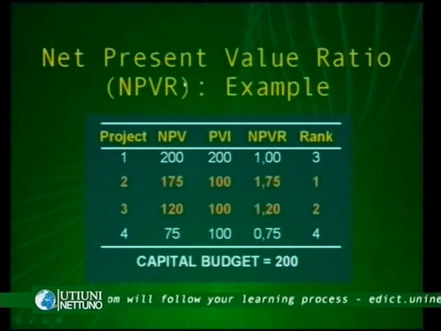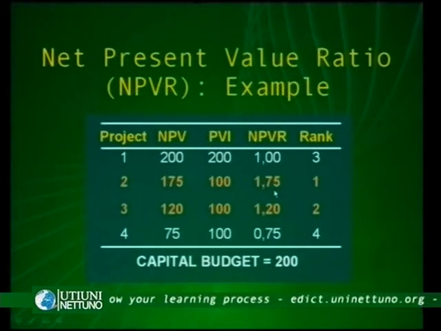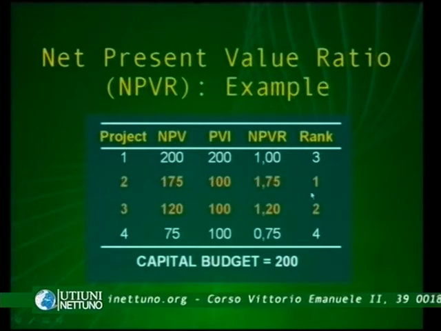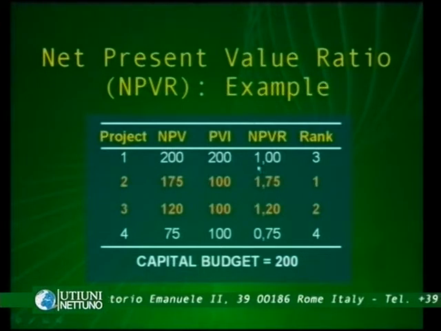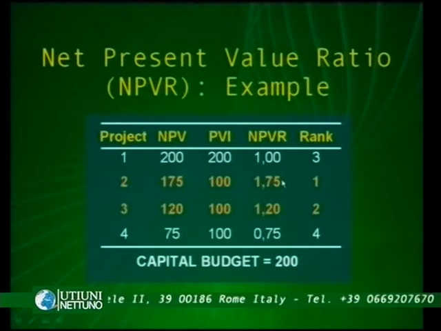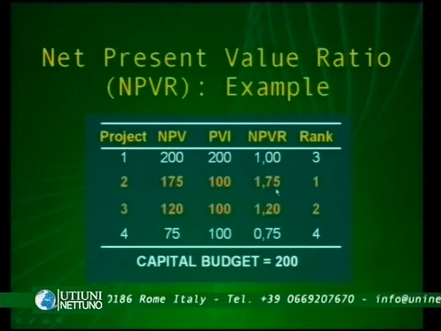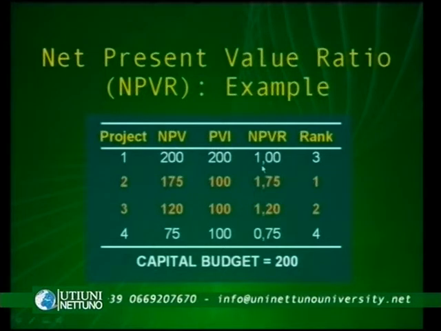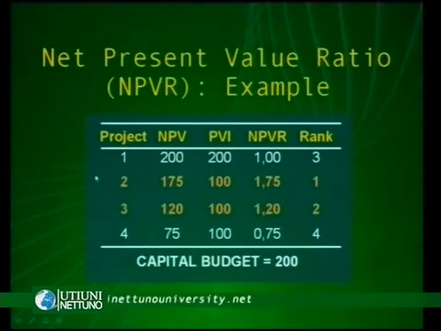So as we see, the ranking that we get based on the net present value ratio is different from the ranking that we would get from the NPV, because in this case, the highest ranking project is project 2, because it has a net present value ratio of 1.75. Then project 3 follows with an NPVR of 1.20. Then project 1 is only third with a net present value ratio of 1. And again, project 4 is the last one with the lowest NPVR of 0.75.